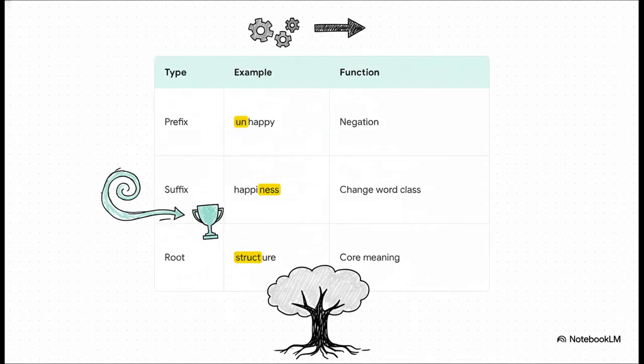And what's really cool is how we can categorize these pieces by their job. You've got prefixes like un that come at the very beginning of a word. You've got suffixes like ness that go at the end. And right in the middle, you have the root, like struct in the word structure. That's the core, the heart of the word's meaning.